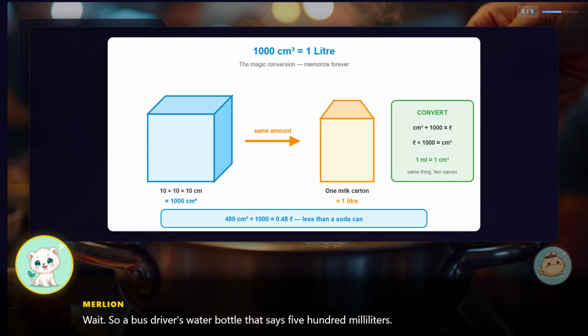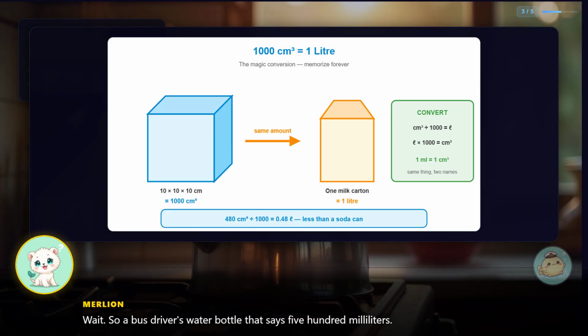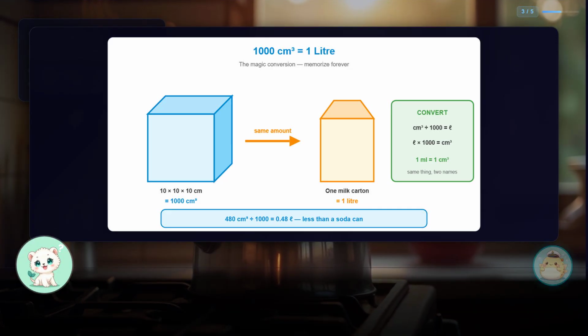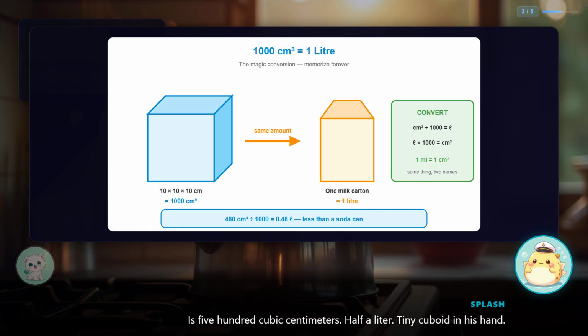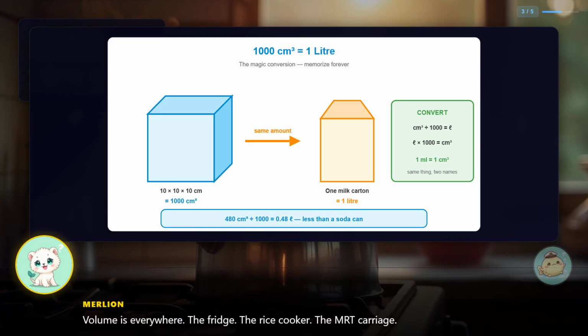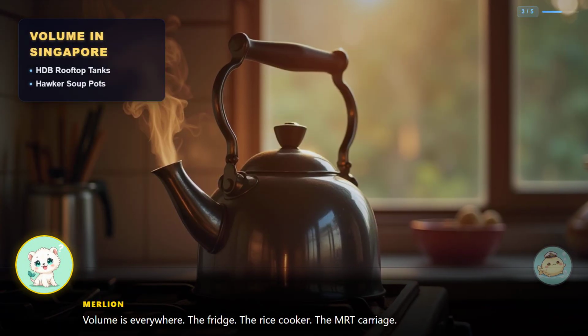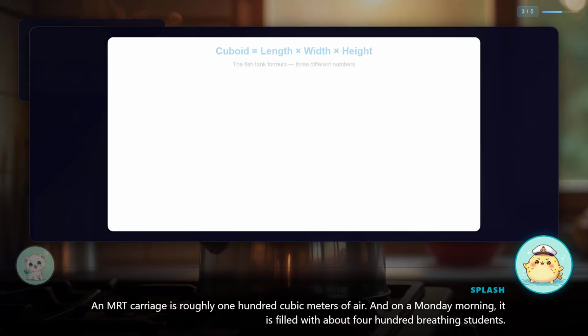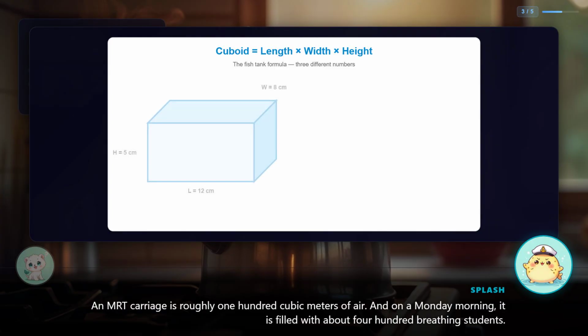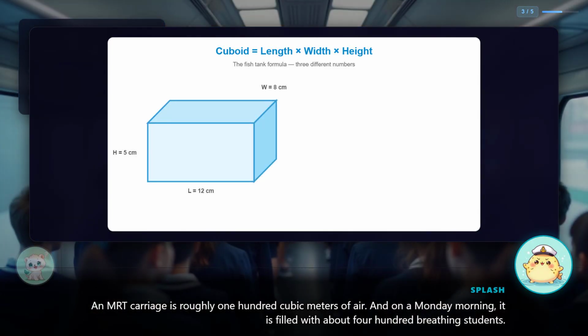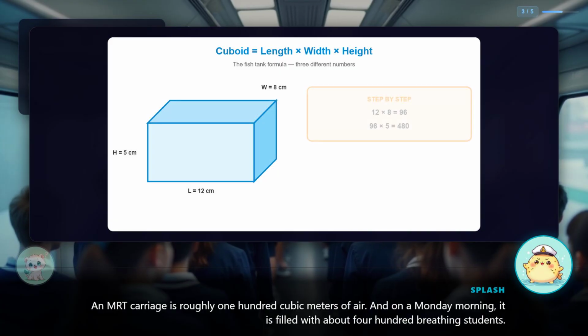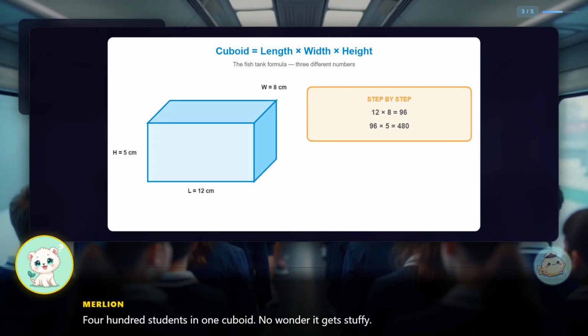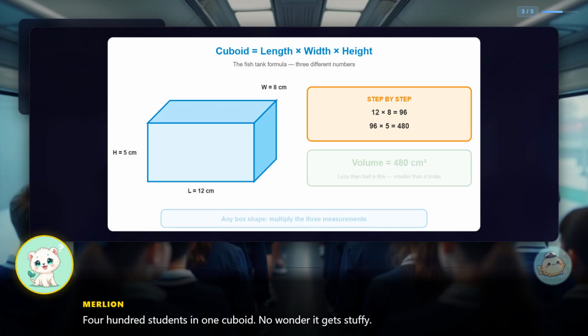Wait. So a bus driver's water bottle that says 500 milliliters is 500 cubic centimeters, half a liter. Tiny cuboid in his hand. Volume is everywhere. The fridge, the rice cooker, the MRT carriage. An MRT carriage is roughly 100 cubic meters of air, and on a Monday morning, it is filled with about 400 breathing students. 400 students in one cuboid. No wonder it gets stuffy.